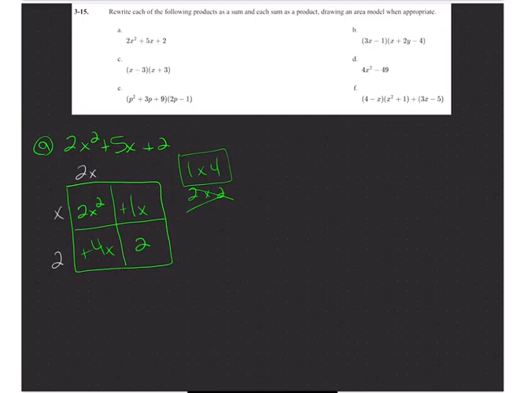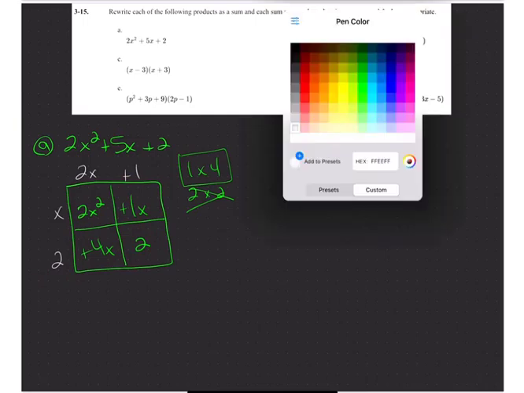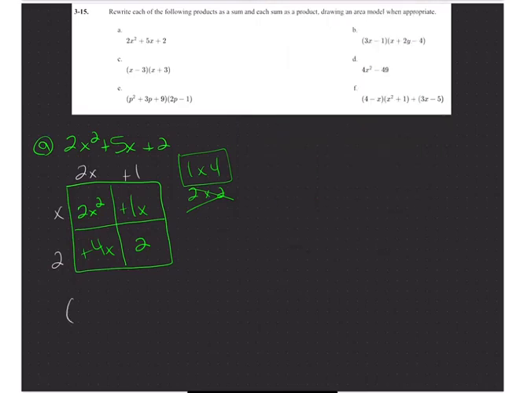Back to my highlighter. X times what is going to get me to 1x? Well, that one's just going to be another plus 1. And then I can just double check to make sure that I'm getting 2 down here. 2 times 1 gives me my 2. So then now I can find my factors. So on top I have 2x plus 1, and on the left I have x plus 2. Right?